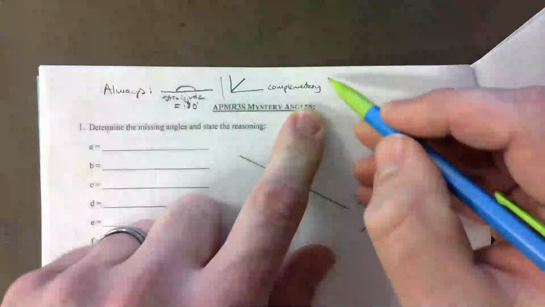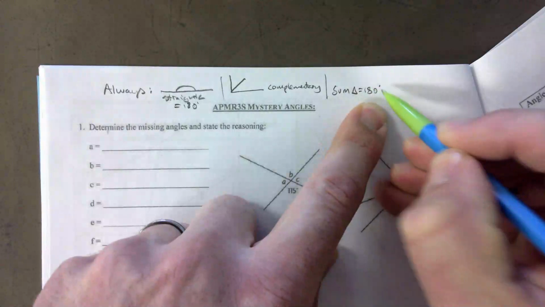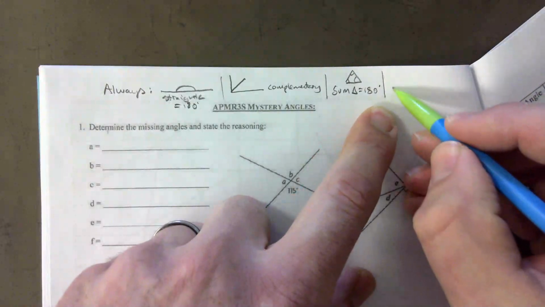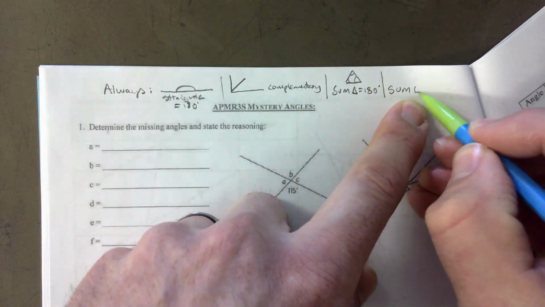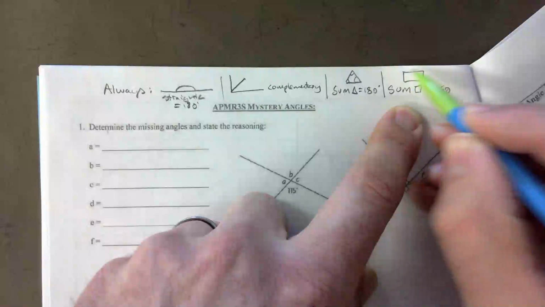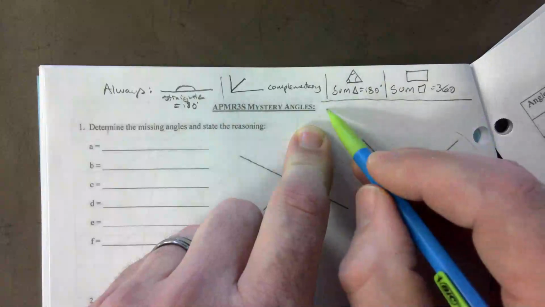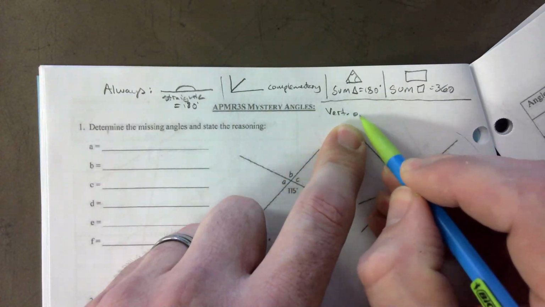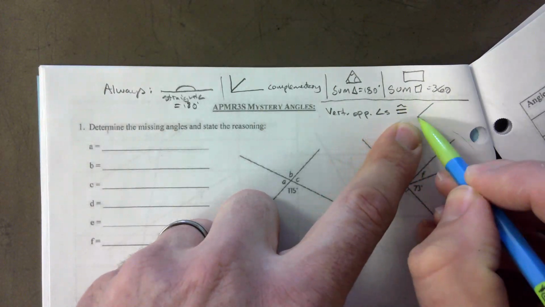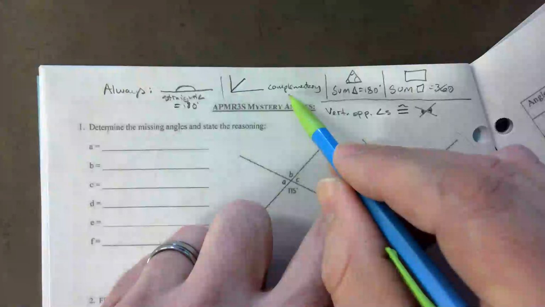So this one, 1, 2, and then this one, sum of triangles is equal to 180. That's always going to be true, right? Those three angles always add up to 180. And sum of four-sided is 360. That's always going to be true. And what else? There's one more. Vertically opposite angles are always going to be equal to each other. So that's this one, right? This one is going to be equal to that one. So 1, 2, 3, 4, 5 properties.